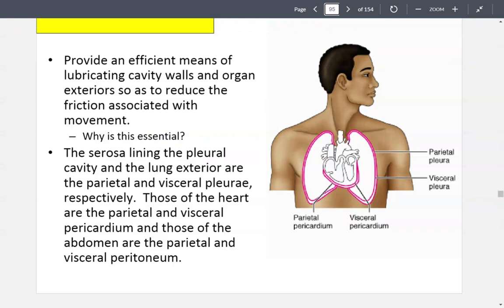All right. Now, when we are referring to the lining portion, it is a double-layered membrane at this point, and the outer layer is referred to as the parietal layer, and the inner layer is referred to as the visceral layer. So when it's lining the lungs, it has a parietal pleura layer and a visceral pleura layer. If it's lining the outside of the heart, it has a parietal pericardial layer and a visceral pericardial layer. And if it's lining the abdomen, we have a parietal peritoneal layer and a visceral peritoneal layer.